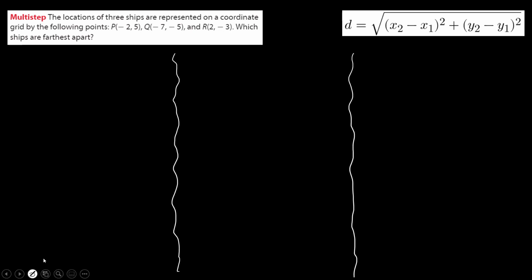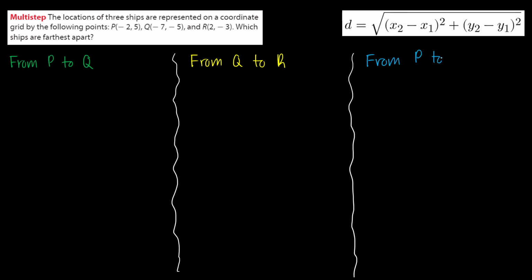So the first distance I am going to find is the distance from P to Q. And then next I will find the distance from Q to R. And lastly, I am going to find the distance from P to R. So we're going to use the distance formula 3 separate times.